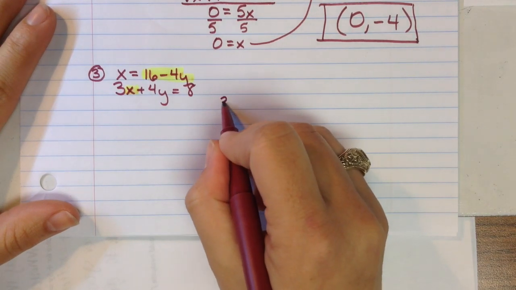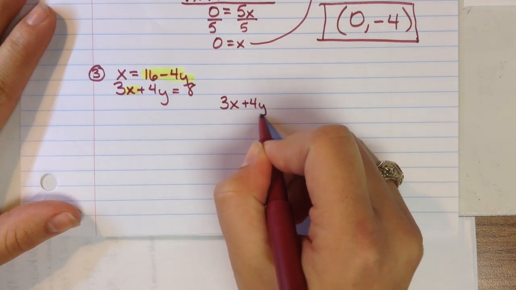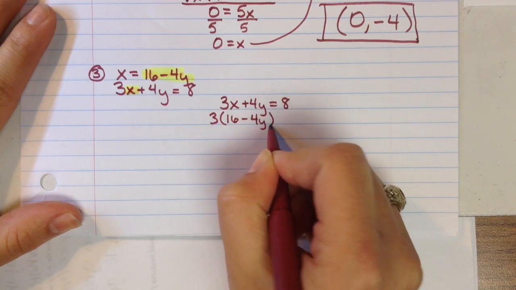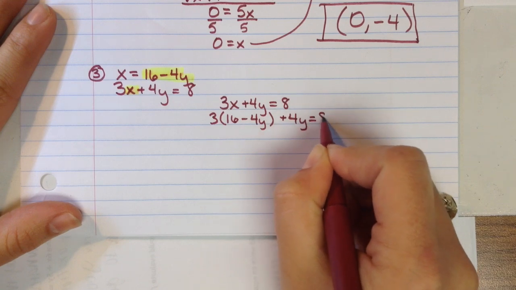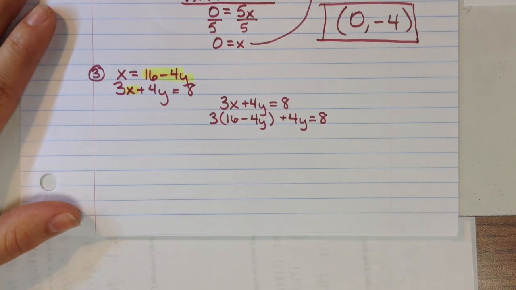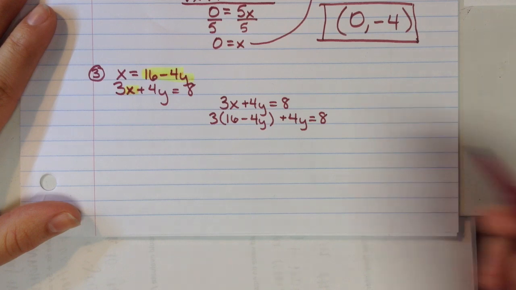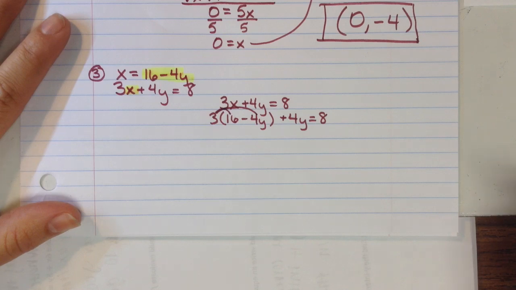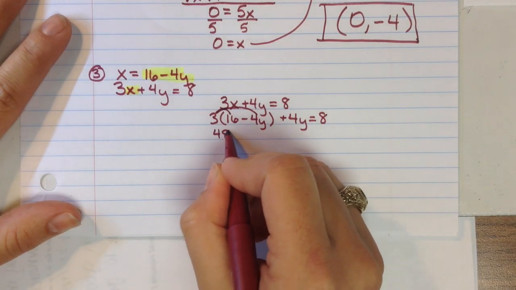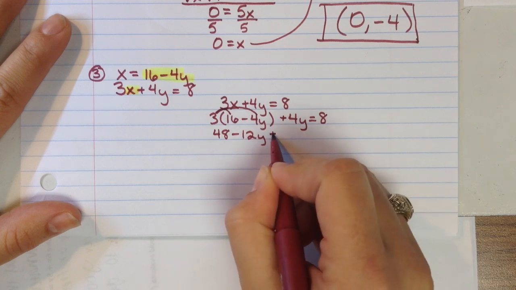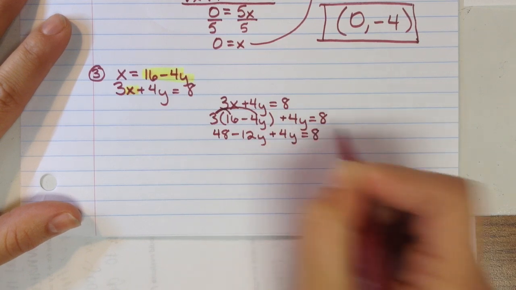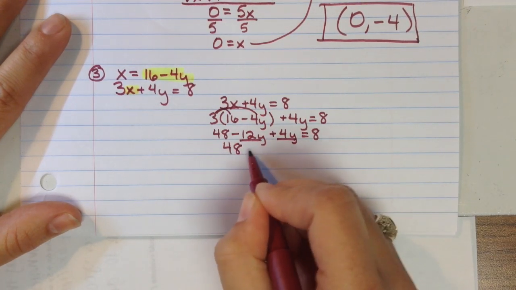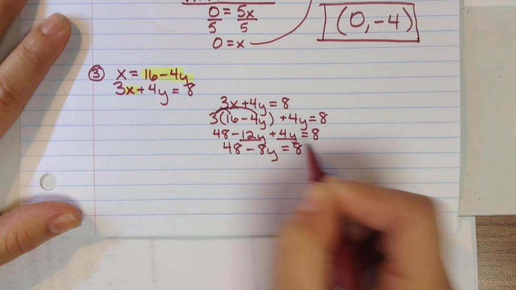So instead of writing 3x plus 4y equals 8, I can substitute that expression wherever the x is. This time there is something to distribute. I have to distribute this 3 to both pieces inside the parentheses, and when I distribute, I multiply. This would give me 48 minus 12y, which is what I get when I multiply both of those by 3. Plus 4y, so 48 minus 8y equal 8.